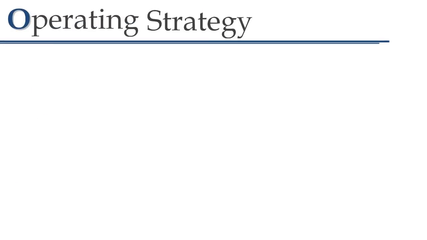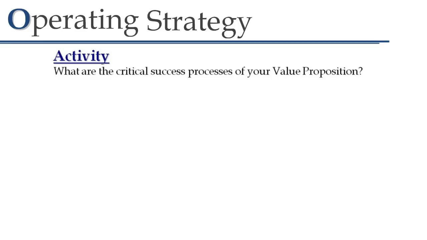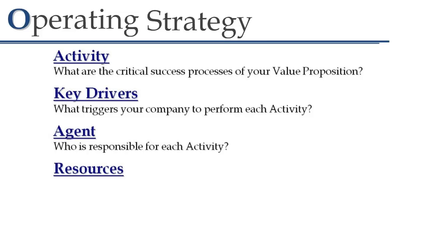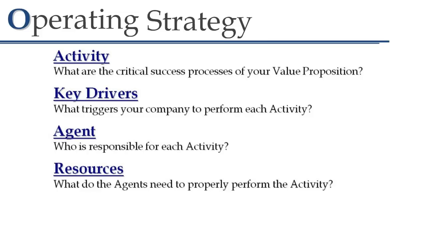Operating strategy. For each stage of your business strategy, establish the following. Activity. What are the critical success processes of your value proposition? Key drivers. What triggers your company to perform each activity? Agent. Who is responsible for each activity? Resources. What do the agents need to properly perform each activity?